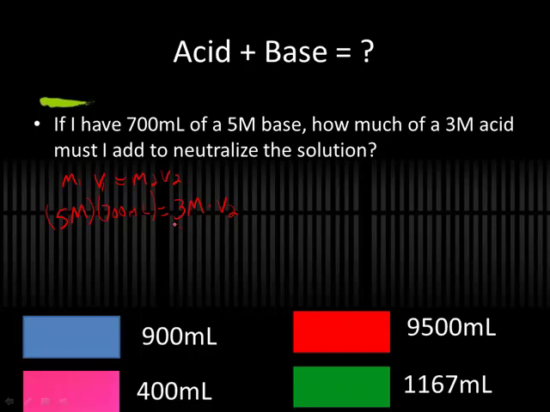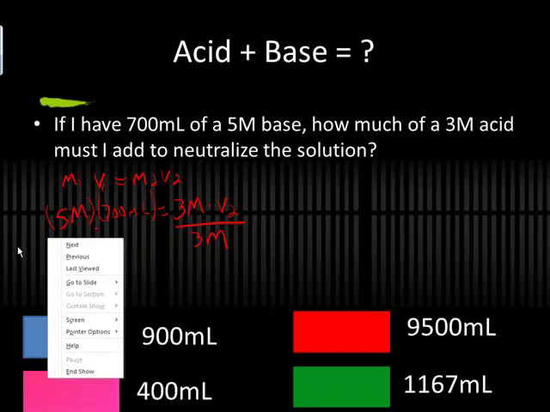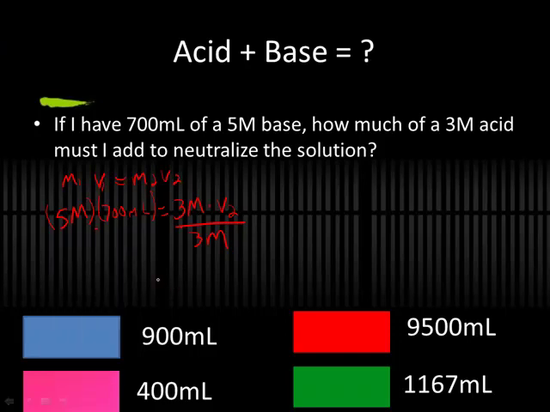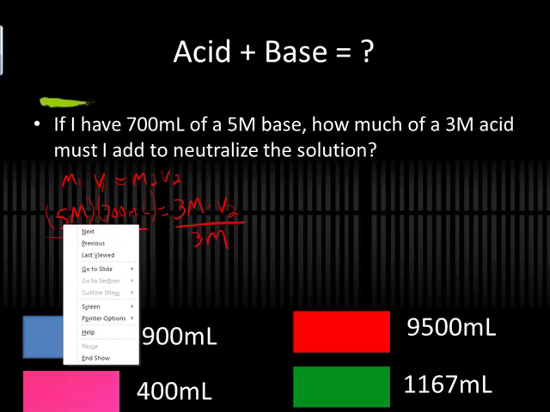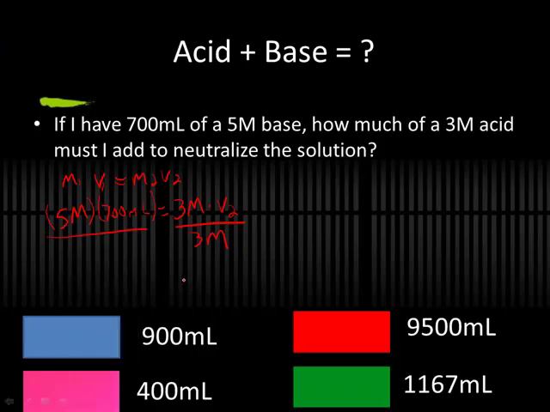Again, to make our V2 work, we need to divide by what's also on that side with it. So we divide both sides by 3 molar. They'll cancel on this side. When we do the math, V2 is going to be the 5 times 700 divided by 3. Going to get us 1066.67 milliliters for our answer.